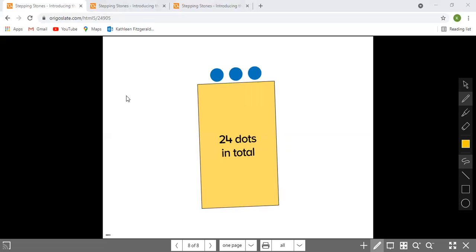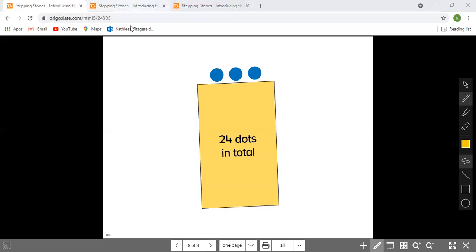Okay, 3 times 8 equals 24, and 24 divided by 3 equals 8, because division is the opposite of multiplication. If we know through our multiplication that 3 times 8 equals 24, then we can work backwards with our division to say that 24 divided by 3 equals 8, and that 24 divided by 8 equals 3, or 3 columns with 8 in each column.